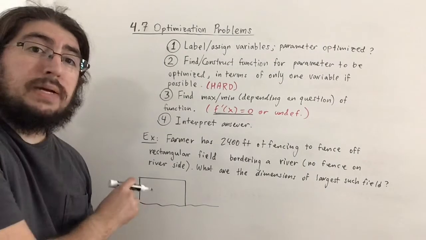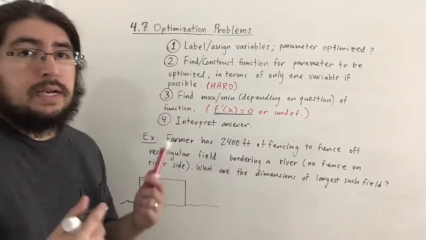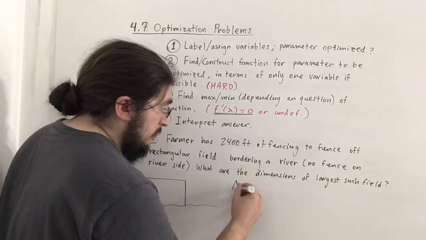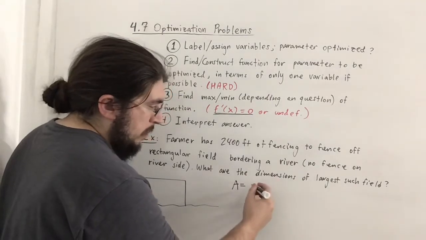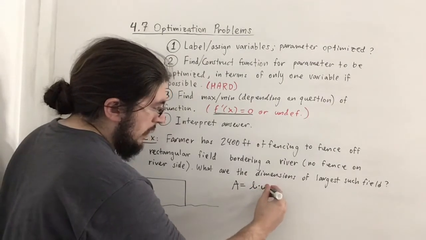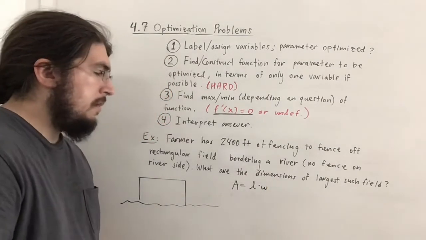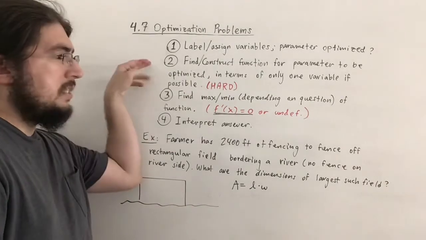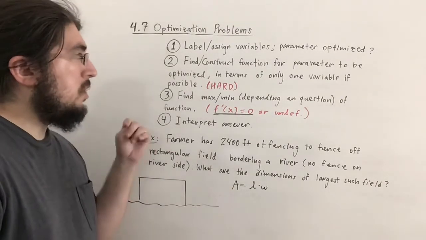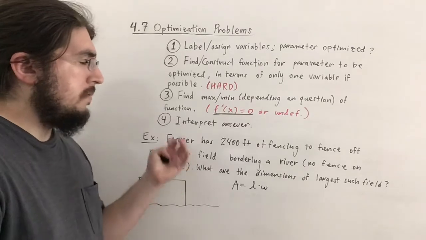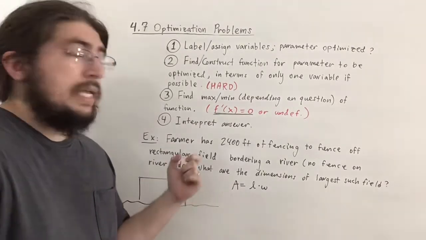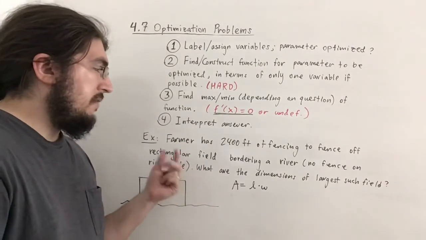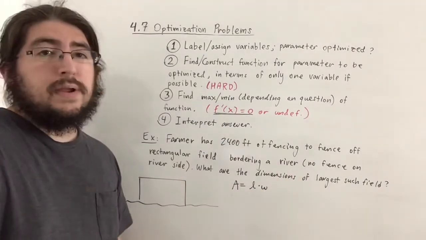We want to maximize the area of this rectangle. Now, what's the area of a rectangle? Area of a rectangle is length times width, or base times height. I'll just call it length times width. So we're kind of jumping to step 2 here. But notice what we're trying to optimize is the area. We want to maximize the area. Find the dimensions with the largest such area.